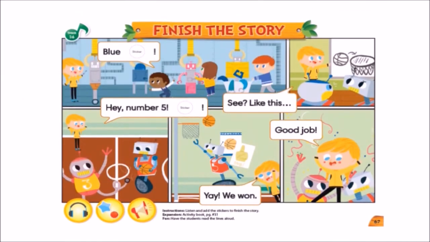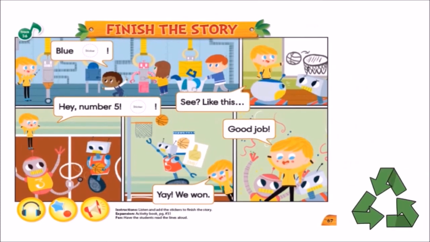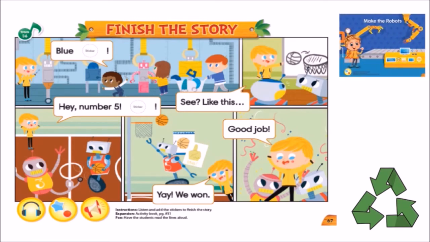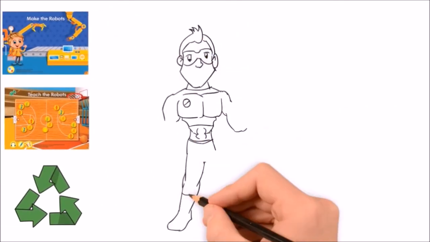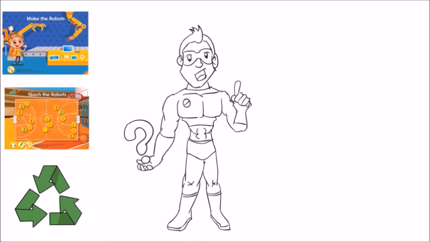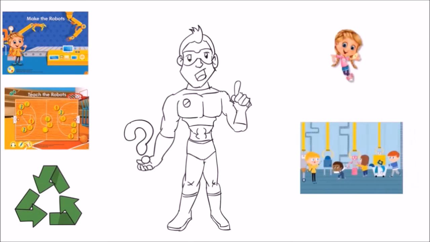On page 67 for the warm-up, quickly review each page of the unit. Review the characters, the plot, and the settings of the unit so far, which has us making robots and then teaching them how to play basketball. So you can also ask your students comprehension questions like, what's her name? Or what do you see? As you go through previous pages of the unit.